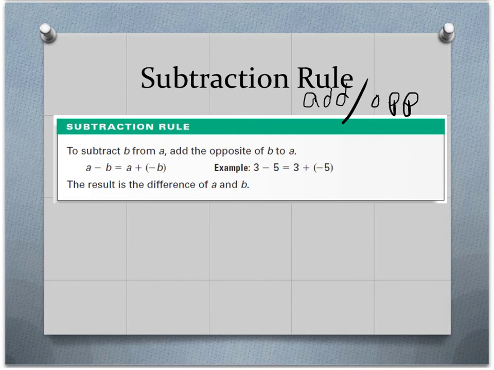The formal definition that we want you to write down in your notes would be this. If I'm going to subtract b from a, I have to add the opposite of b to a. So the algebraic model of a minus b would then be the same as a plus a negative b. And then the specific example that you can write down would be 3 minus 5 is the same as 3 plus a negative 5.